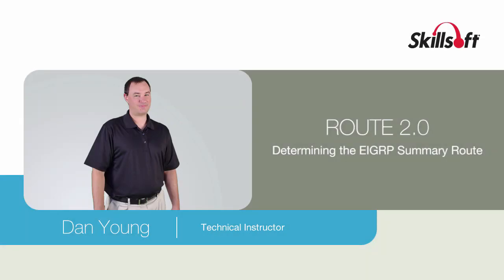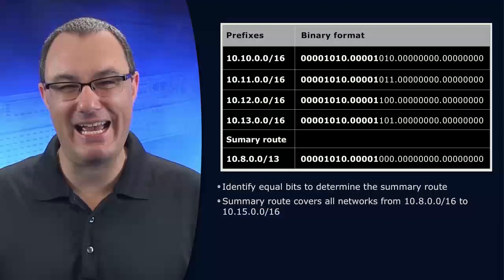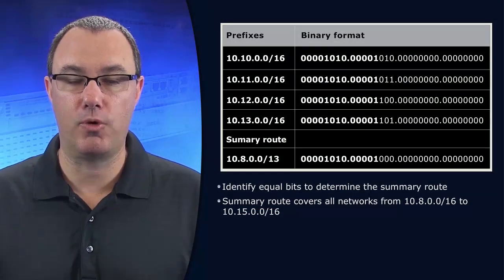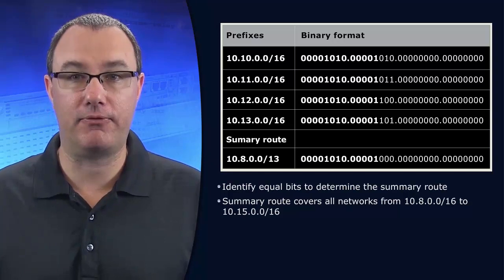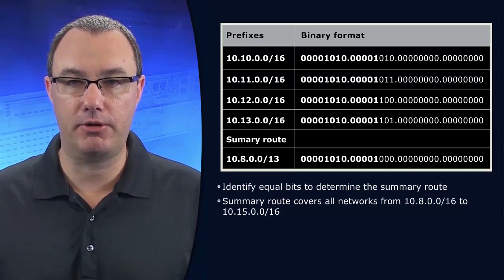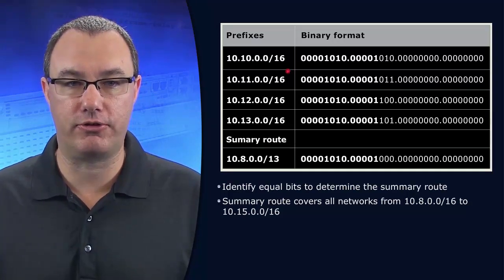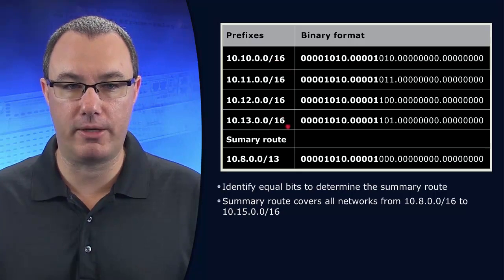We need to be able to craft a perfect summary mask anytime we perform route summarization. We have to be very careful. Here there's a pitfall to be had. But I want you to look here. We've got 4 networks to summarize.